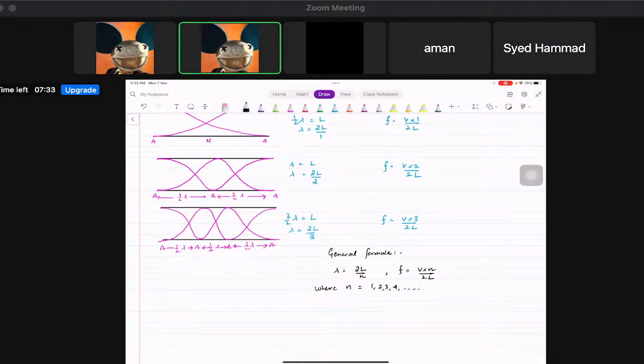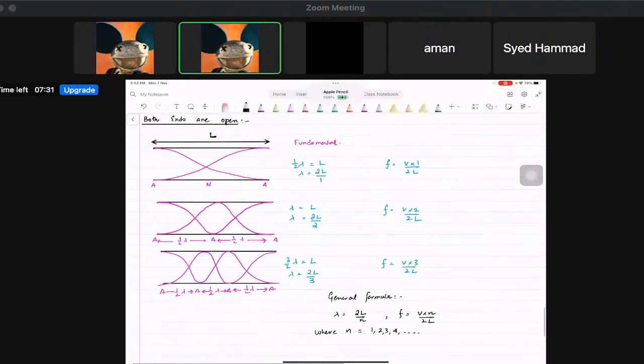So for the two end closed and two end open, the formula is the same, but for one end open and one end closed, the formula is a bit different, and of course the number of harmonics as well. Okay, is it clear? Do you guys get my point? Yes, sir. Okay, you can write it down, then I'll show you what type of questions you will encounter and how to solve them.